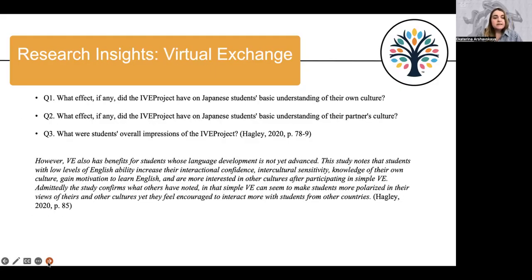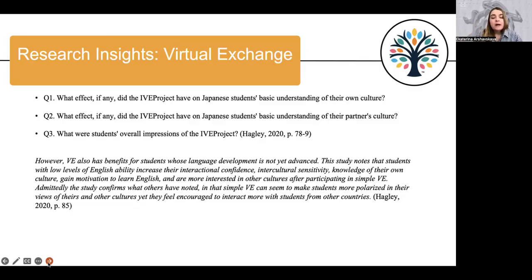And then in his study, he wanted to know basically how does this virtual exchange impact students' understanding of their own culture, of their partner's culture, and what is their overall impression of the project. And what he found was that students could increase their confidence, intercultural sensitivity, knowledge of their culture, of their partner's culture. So there were a lot of benefits, right? As you can see in the last quote here.